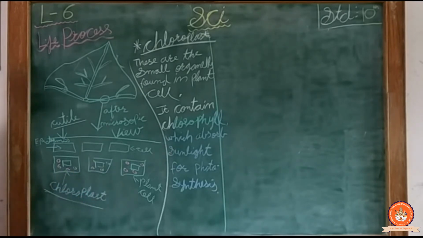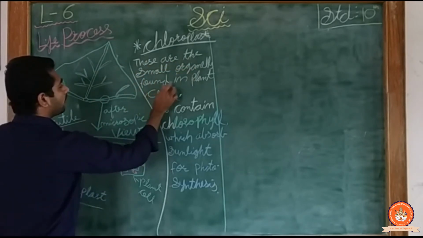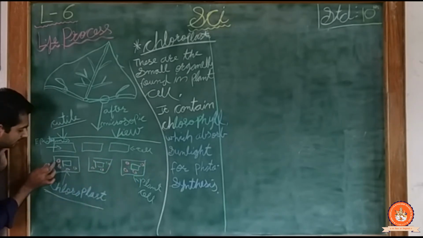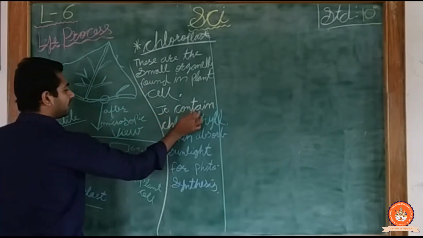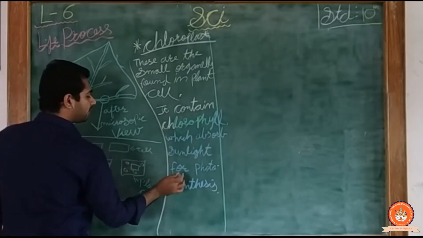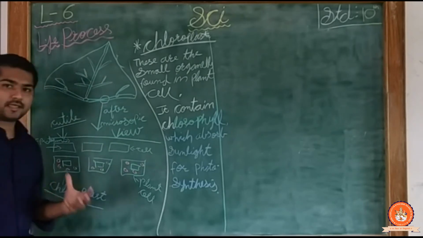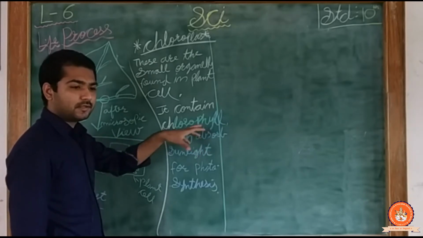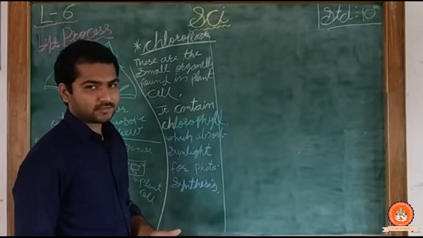So now what is a chloroplast? Let's see the definition. These are small organelles found in the plant cell. What I showed is my plant cell. These are small organelles. They contain the chlorophyll, which absorbs sunlight for photosynthesis. Now this chloroplast contains what? Chlorophyll. So what is the function of chlorophyll? It absorbs the sunlight for the photosynthesis process.